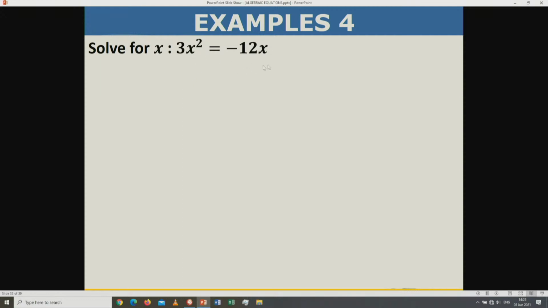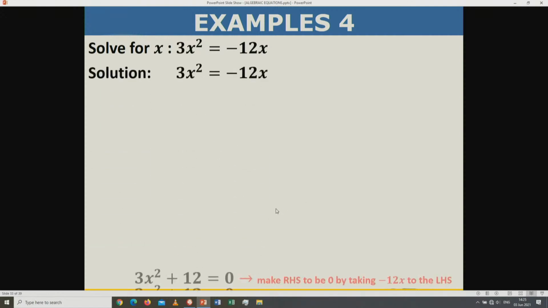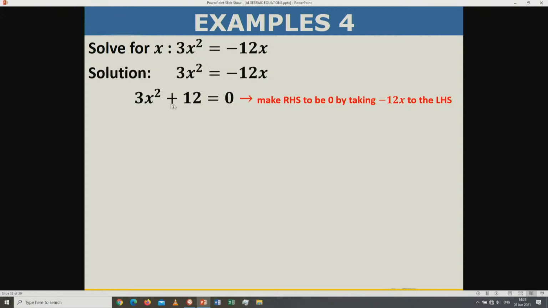3x squared is equals to negative 12x. Now for this one, you will realize we don't have any side which is 0. Then we will have to apply the additive inverse to move one of the terms to either side. Now the solution, you will realize that 3x squared plus 12 is equals to 0. We actually added positive 12x on both sides. So as we added 12x on both sides, it must be 3x squared plus 12x. Another mistake there, but let's have a look at this one.